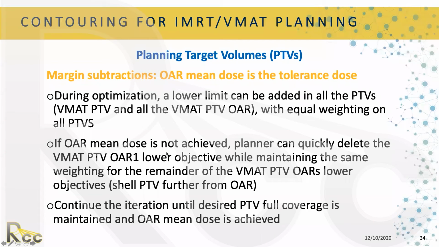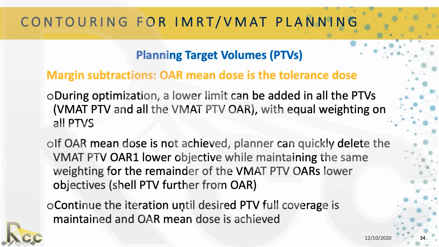If the OR mean dose is not achieved and is still higher than the desired constraint, you can quickly delete the VMAT PTV OR1, which was, let's say, the closest to the OR. You delete that because we know it's not helping us lower the parotid mean dose, in this case, if it's the parotid. Then you're going to be using the 2 millimeter shell and trying to optimize on that, removing the ones that are not being effective.